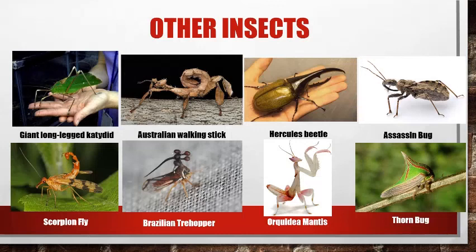For example, the giant long-legged katydid, the Australian walking stick, the Hercules beetle, the assassin bug, the scorpion fly, the Brazilian treehopper, the orchid mantis, and the thorn bug.